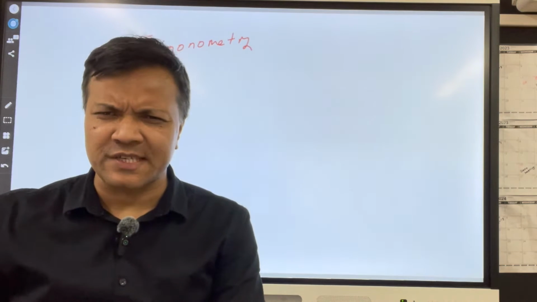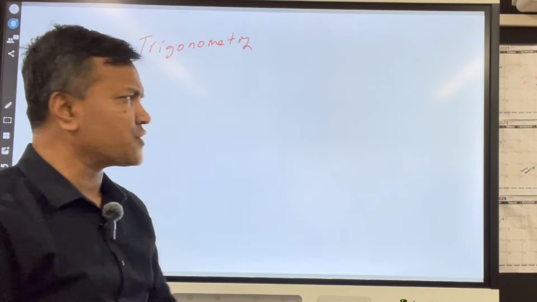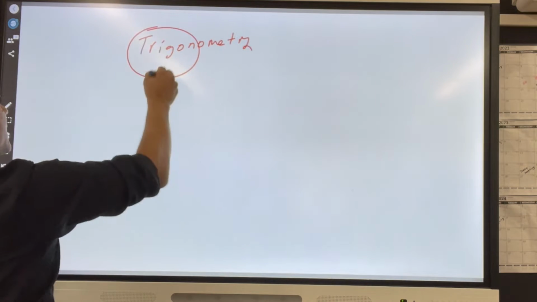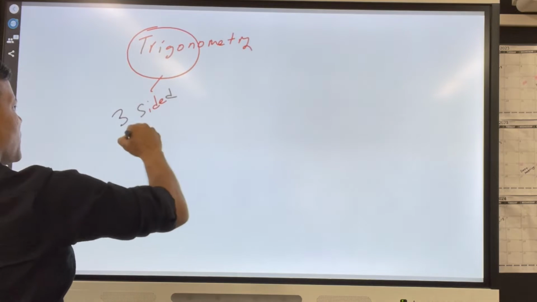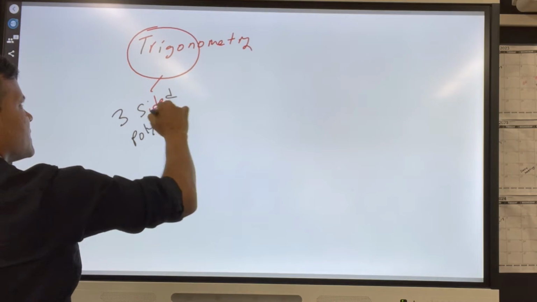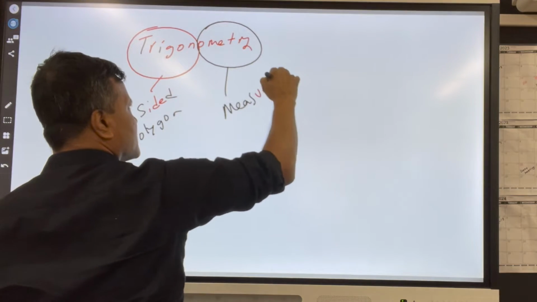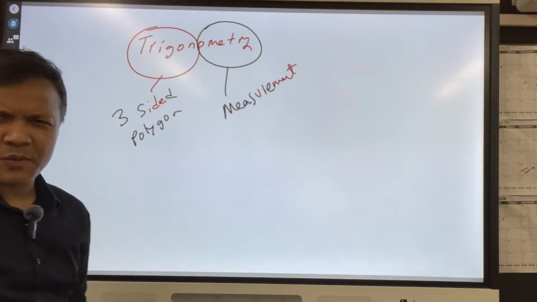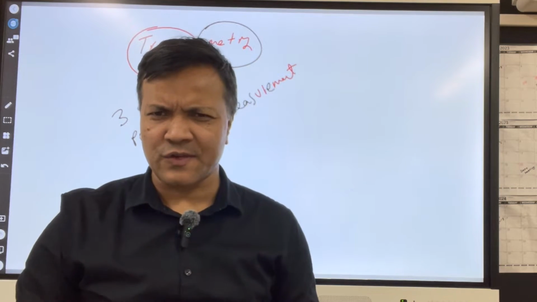We're going to do vector addition today. To understand vector addition, we have to understand trigonometry. So what is trigonometry? Trig is three-sided polygon, right? And metry is the measurement. All right, so what is trigonometry? Trigonometry is the measurement of a polygon that has three sides.